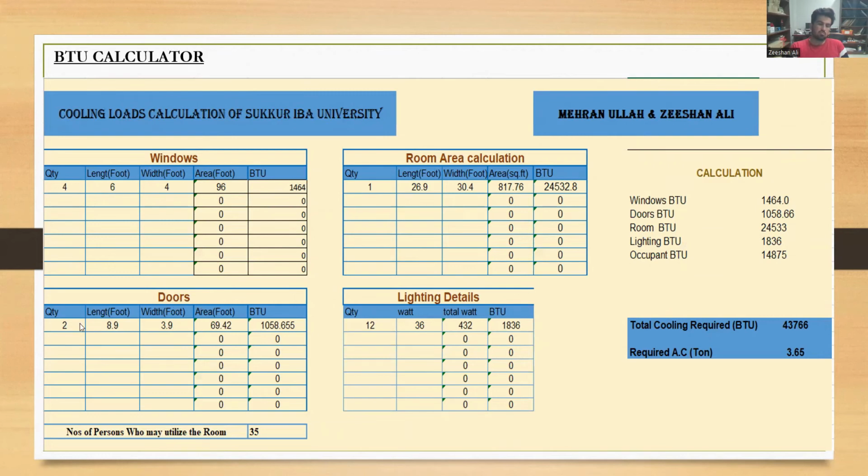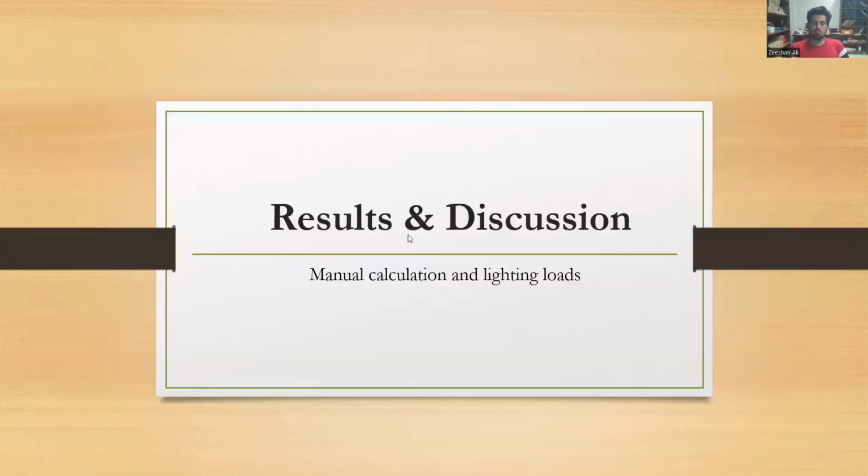It is also the same process for roofs and room area calculation, lighting details, and number of persons or occupancy. We can say these all contribute to the total BTU for a room. So we sum them here and then convert it into tons. So we get the required cooling system in tons for a room.